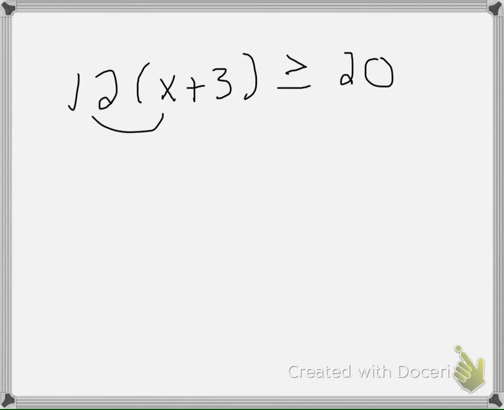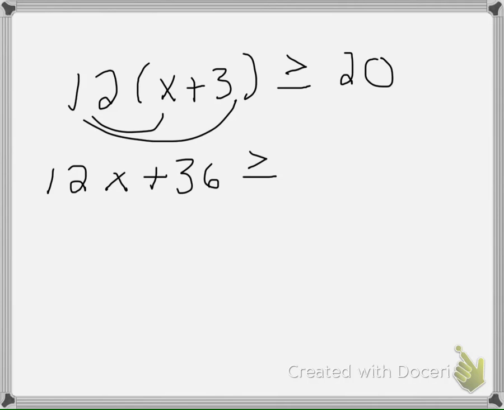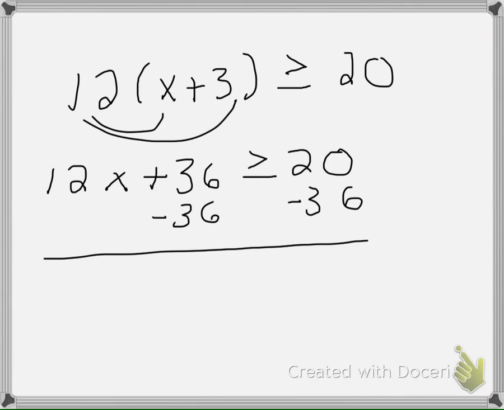Okay, 12 times x is 12x. 12 times 3 is 36. Is greater than or equal to 10. Oops, that's not a 10, that's a 20. Okay, we need the variable by itself. We always get rid of addition and subtraction first, and then multiplication or division. So subtract 36, because 36 and negative 36 zero out. And 20 on the right side minus 36 is going to be negative 16.